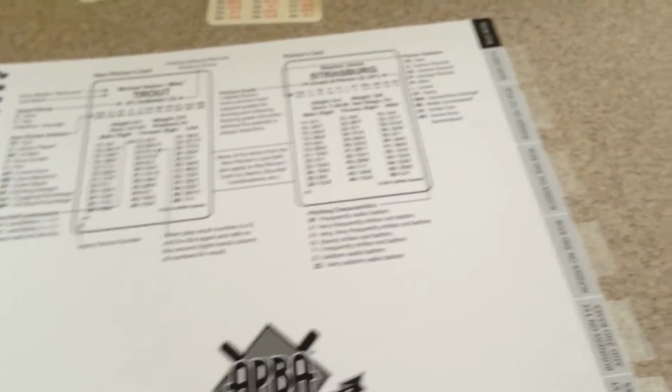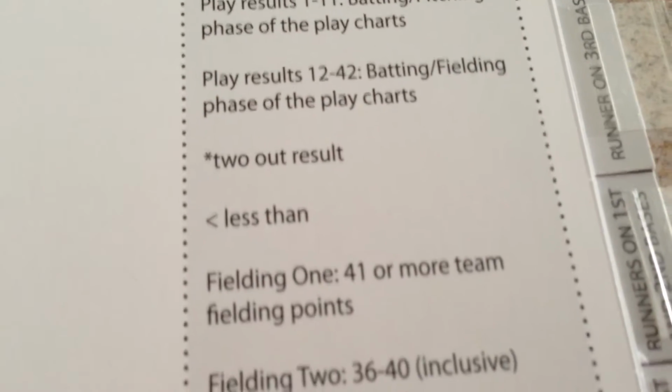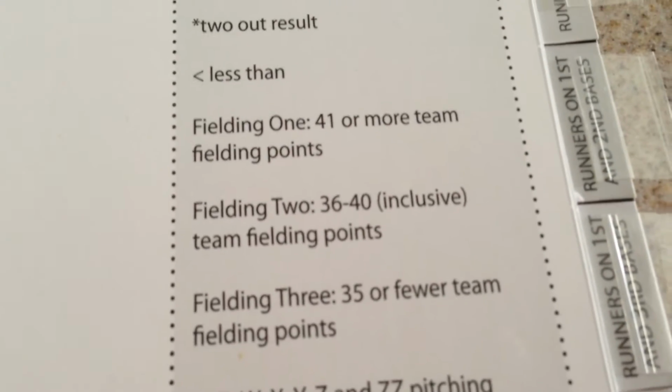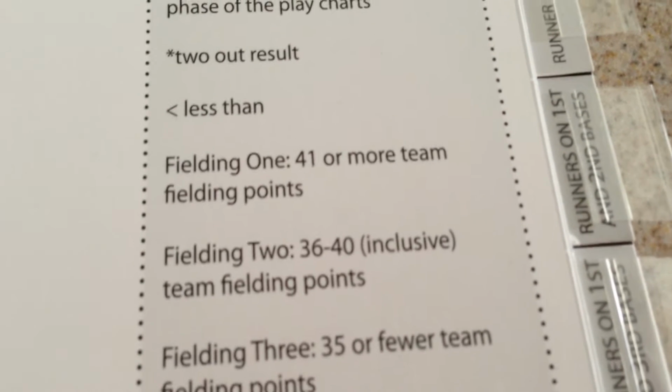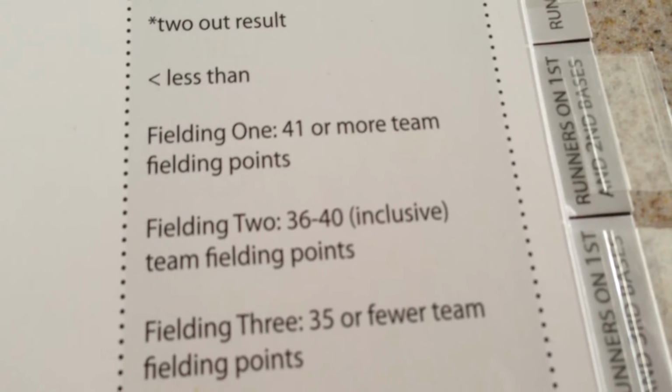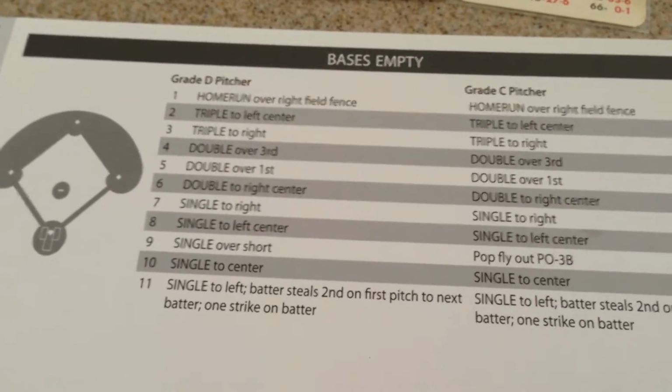If we go to the first page, or the bases empty chart, they've also, and this is the latest booklet from APBA, over on the right hand side they basically have the same thing repeated so that you can check it here also. Fielding 1, fielding 2, fielding 3, and you can see that 41 or more is fielding 1, which is what the Tigers were.